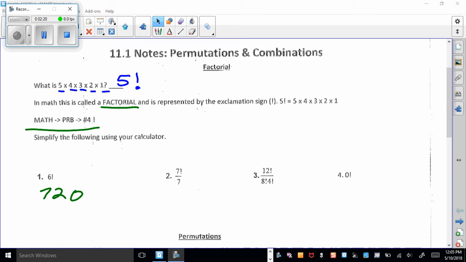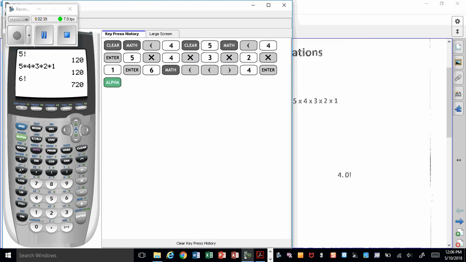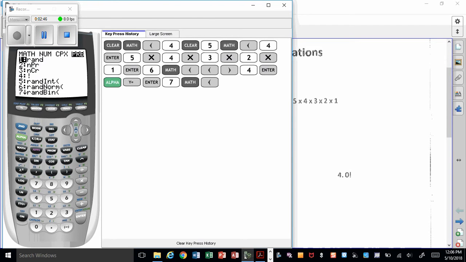So when you've got the 6 factorial, you would get 720 on your calculator. Now, factorial is just like any other thing. It can be part of a fraction. So you would do alpha y equals to get a fraction first. All right, so go alpha y equals, and there's my fraction. And I've got 7 factorial, so let's go 7 math to the left, number 4. And then I'm going to go to my denominator, and I'm going to divide by 7. Okay, so we treat it just like a regular number.